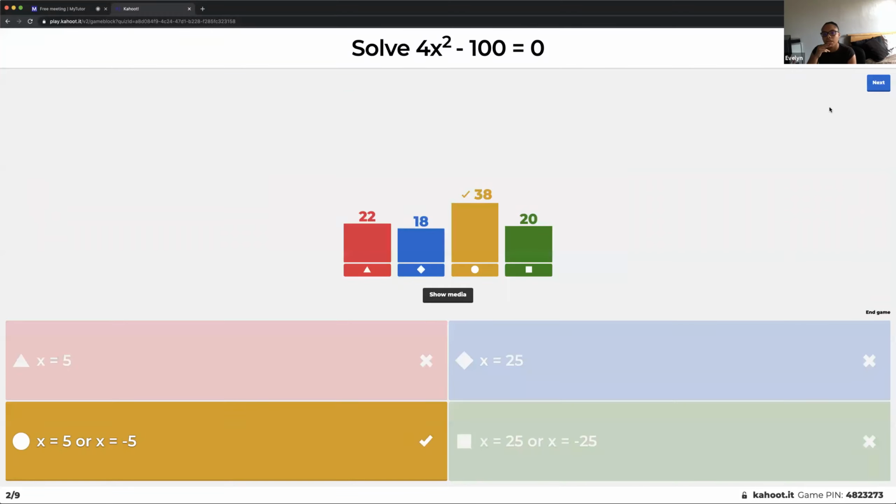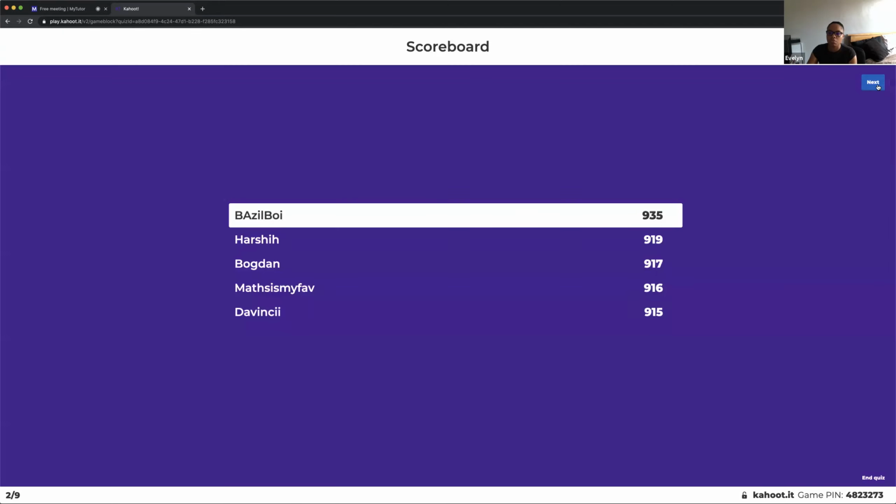Don't worry. Right, it is x = 5, x = -5. Divide everything by 4, you get x squared minus 25 equals 0. Then you have a difference of two squares. 25 is 5 squared. So x = 5, x = -5. Brilliant. Well done to the top 5.